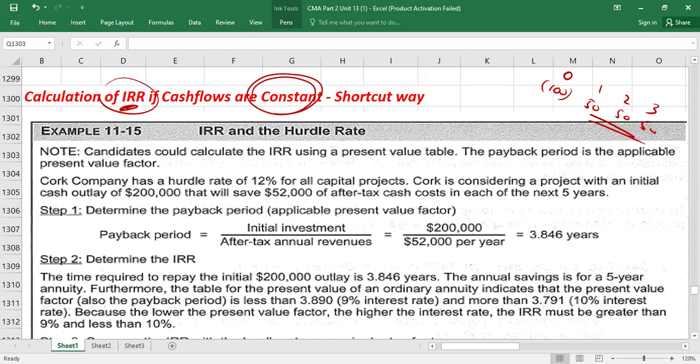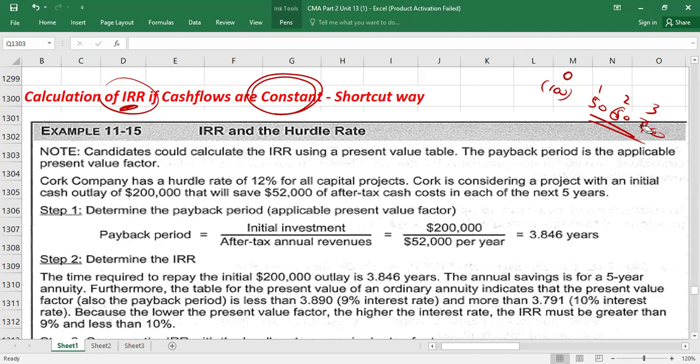But if there are conventional cash flows, we have a shortcut also. But if cash flows are not constant, not conventional, I should use the word not constant. For example, let's say here we have 50, here we have 60, here we have 70. So obviously you have to follow the formula, find positive NPV, negative NPV, then apply the IRR formula.